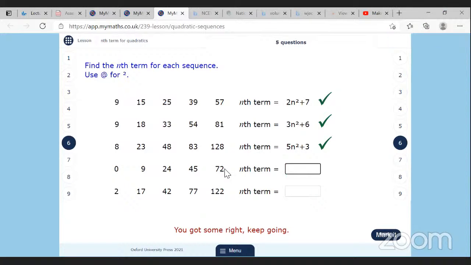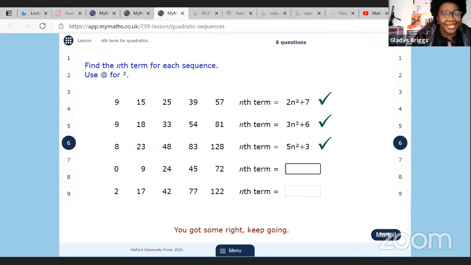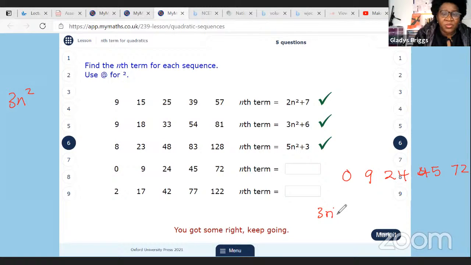Miss, the second difference is 6. What do I do now? If the second difference is 6, half it to get the coefficient of n squared. So it will be 3n squared. You're going to compare it to 3n squared. You write it all out: 0, 9, 24, 45, and 72. You know what your n squared is. You write your 3n squared.